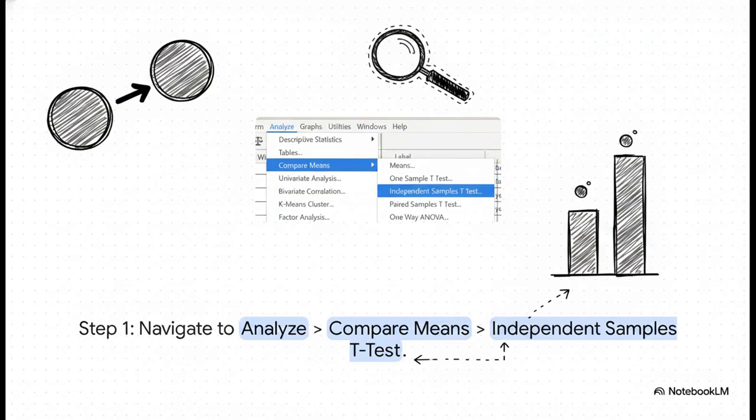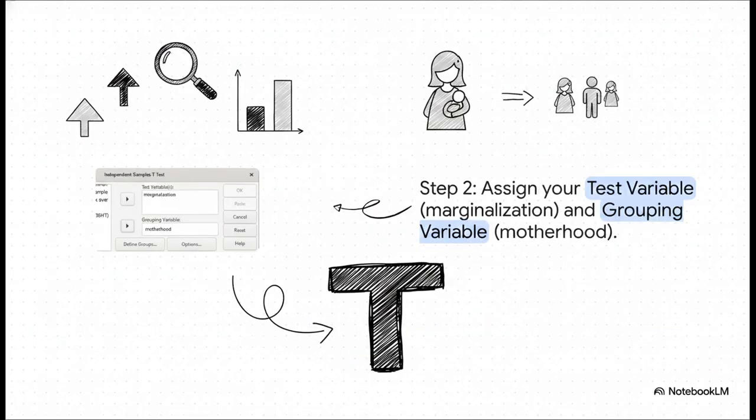Pretty simple so far. Next up, this box will pop up. You need to tell the software two really important things. The test variable is the thing you're actually measuring. In this case, it's a score on a scale of marginalization. Then, the grouping variable is, well, it's what creates your two groups. For us, that's the motherhood variable.